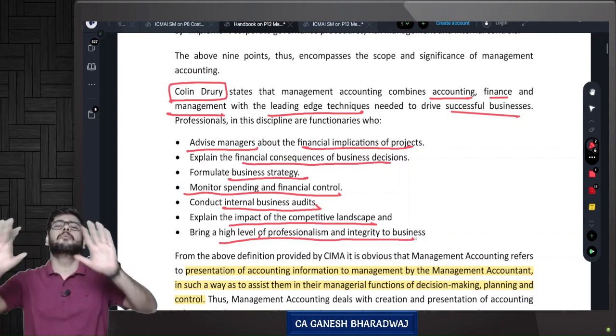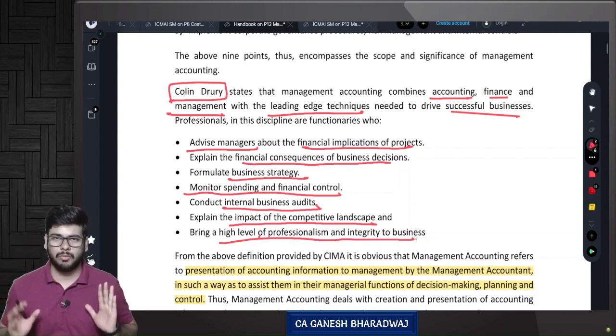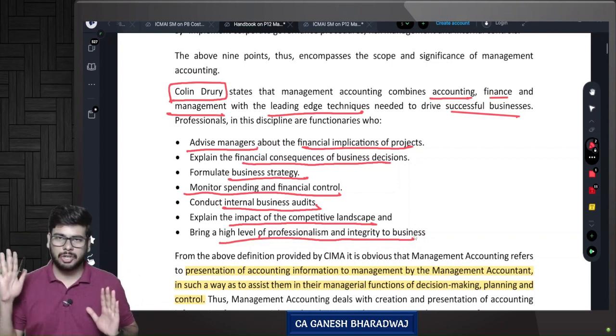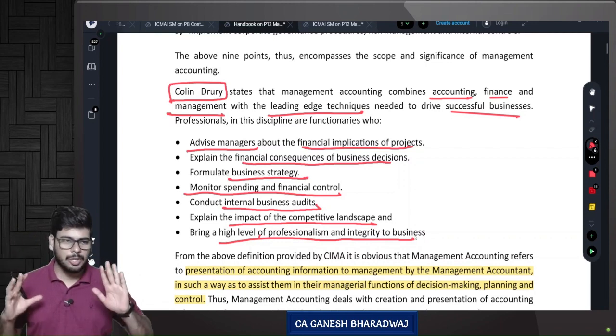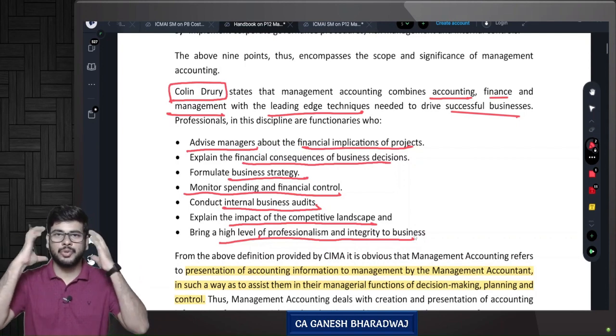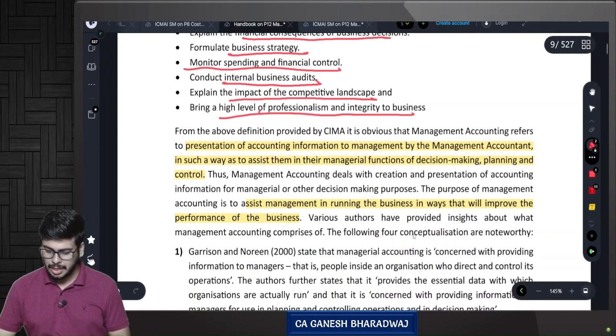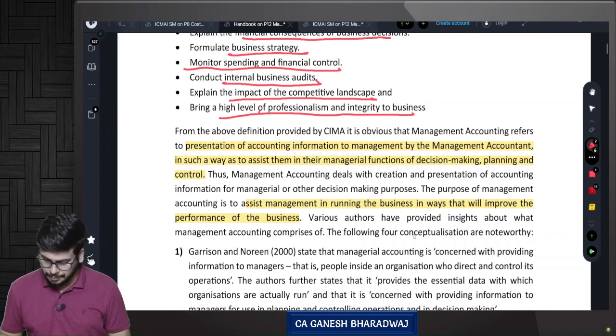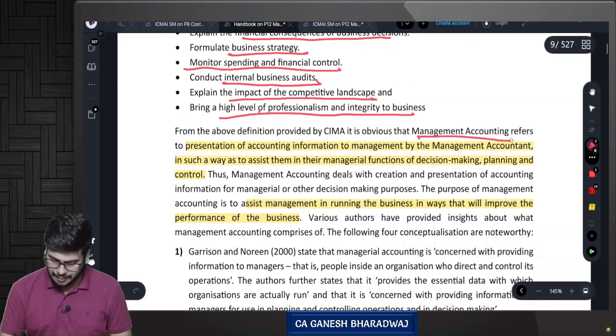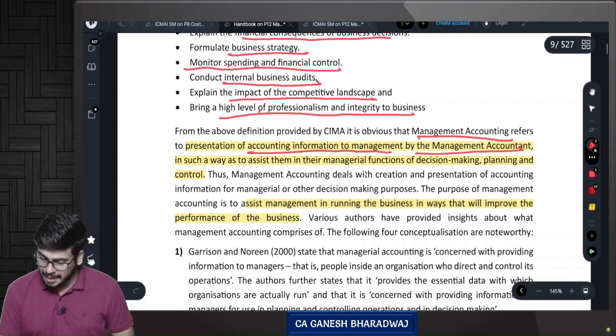I'm telling you, broadly it revolves around providing information to the top management that helps them in two objectives: decision making and control. You just have that in your mind. These are all theoretical aspects given in your study material. Clear? Fine. Management accounting refers to the presentation of accounting information to the management by the management accountant in such a way as to assist them with their managerial decision making, planning, and control. This is exactly what I said, correct?